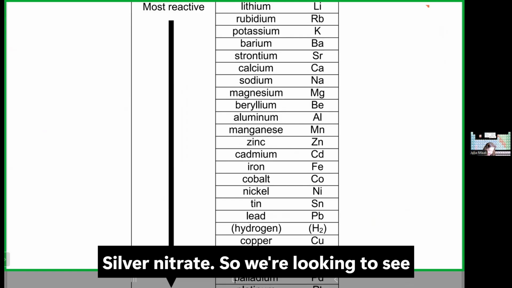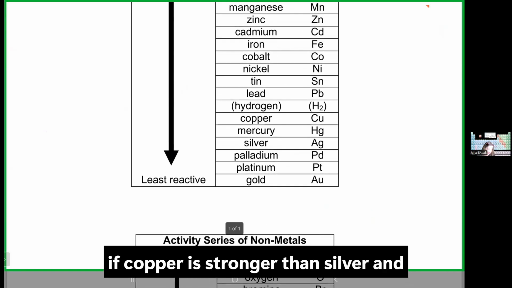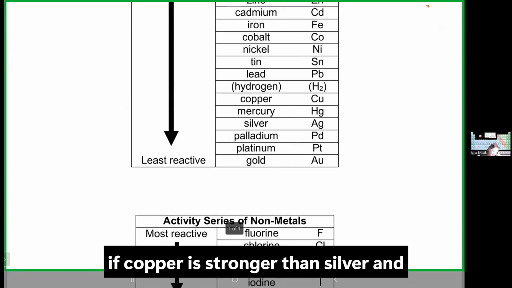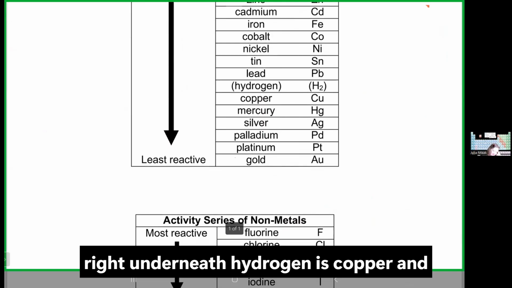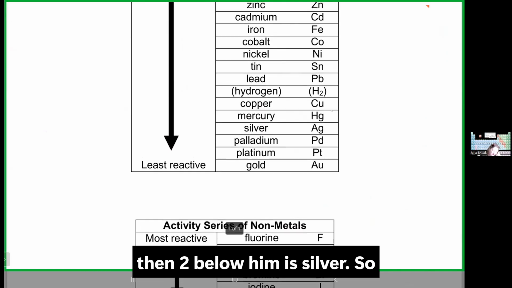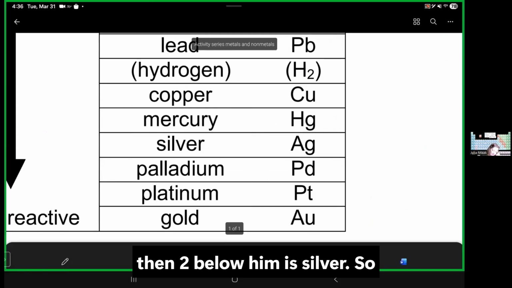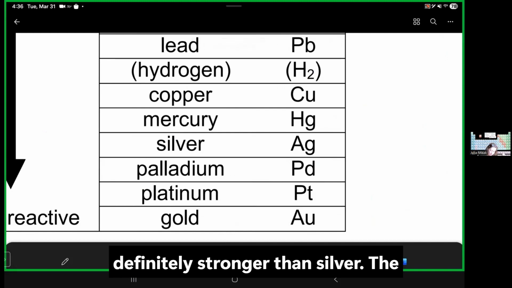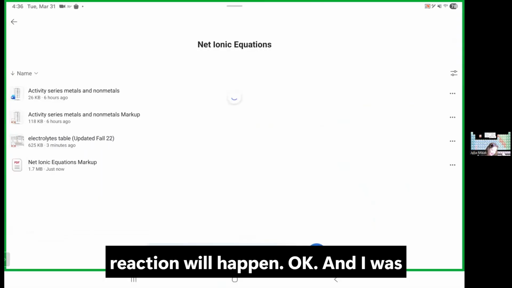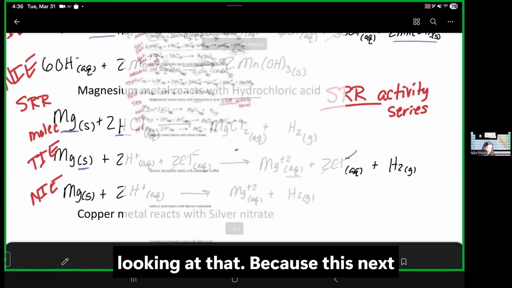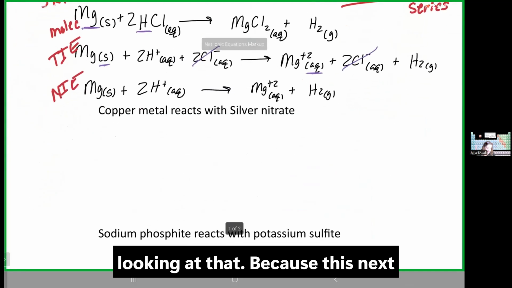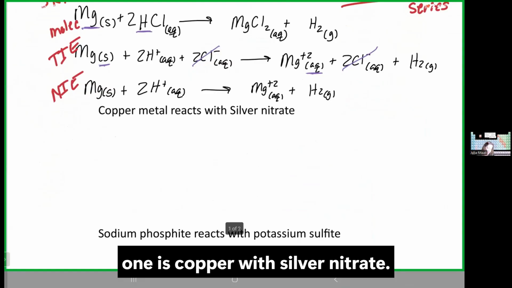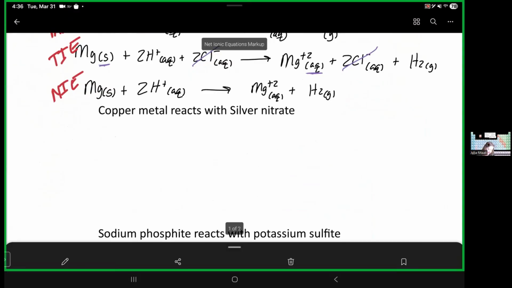The next one that I have in there, since I have this open, is copper reacting with silver nitrate. So we're looking to see if copper is stronger than silver. And right underneath hydrogen is copper, and then 2 below it is silver. So copper is above silver. Copper is definitely stronger than silver. The reaction will happen.